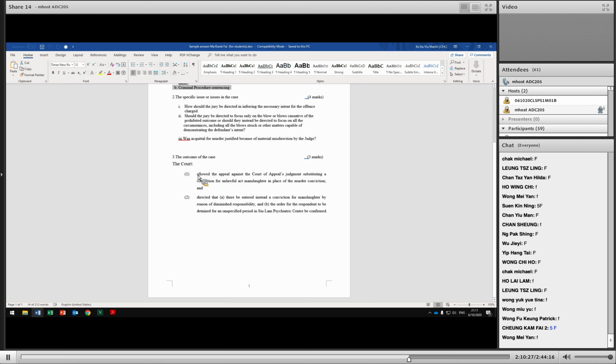Outcome is the party, especially the defendant in the criminal case, his most concerned with the outcome. So in appeal, the outcome is whether the appeal is allowed or dismissed. In this case, the court allowed the appeal against the Court of Appeals judgment substituting a conviction for unlawful act manslaughter in place of the murder conviction. So he was convicted of murder in the lower court, and now he appealed. The appeal was allowed. So his conviction is now manslaughter instead of murder.